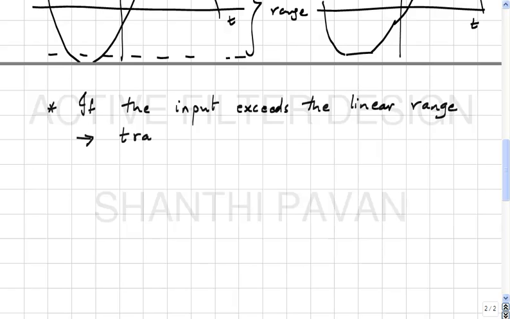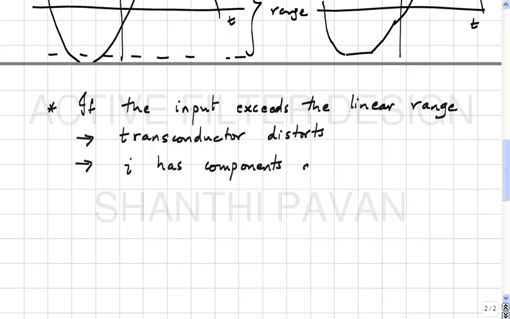the transconductor distorts, which is equivalent to saying that I has components at harmonics of the sinusoidal input. So, do you think this is a desirable attribute or not desirable? Why is this not desirable?